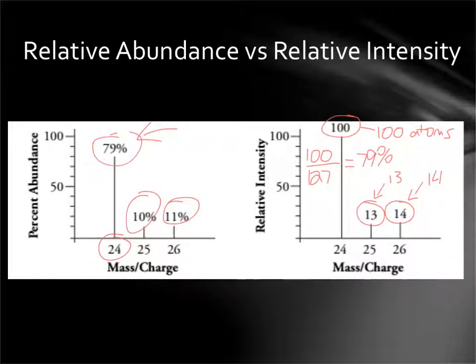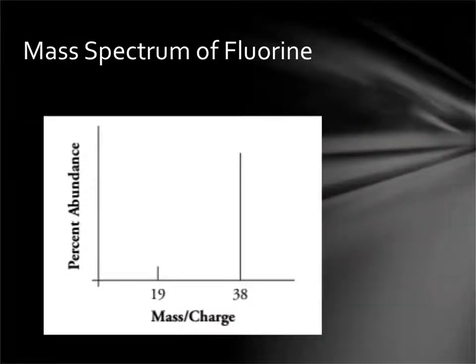So you can go from intensity to percents very easily if you need to calculate the average mass. Here's a mass spectra of fluorine. Hopefully you'll notice that fluorine's a little different. Fluorine's average mass on the periodic table is exactly 19.00, and here you see that.